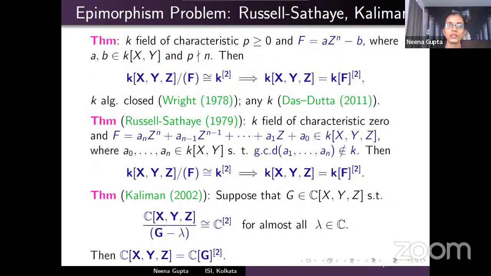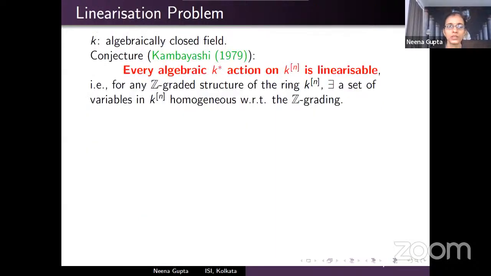This problem is completely open in higher dimensions, and only very special cases have been taken care of. Maybe this is not an exhaustive list, but let me now move to another important problem. This is the linearization conjecture, due to Kambayashi, and it was again in this context that Asanuma considered his ring in 1994. The linearization conjecture asks whether every algebraic K-star action on K^n is linearizable. That is, if you have a Z-graded structure on a polynomial ring, then you can always find a homogeneous set of coordinates. It was known to have an affirmative answer, maybe by Kambayashi himself, for n less than or equal to 2.